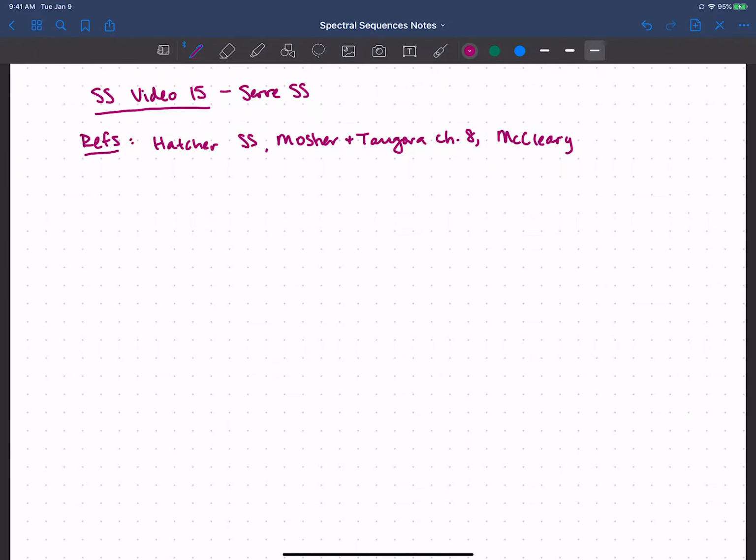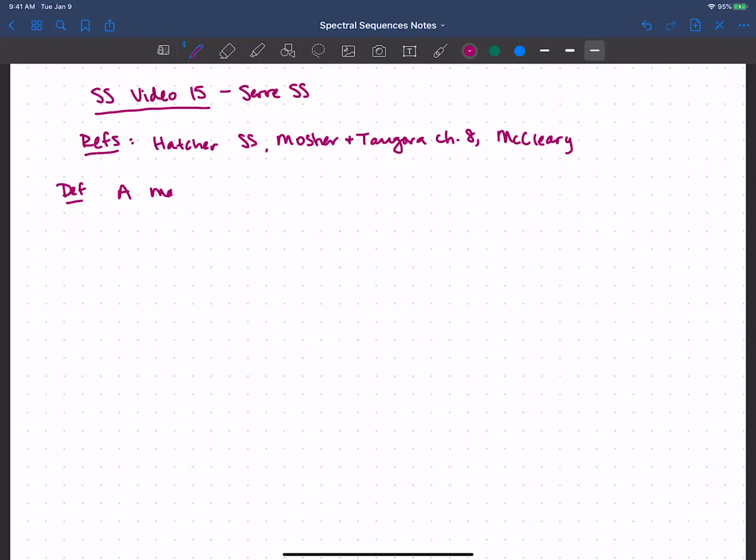Right, so by popular demand, we're going to go more in depth into the Serre spectral sequence next. And some good references for this are Hatcher's chapter on spectral sequences, Mosher and Tangora's chapter 8, and McCleary, I don't remember what section it is. So in order to talk about the Serre spectral sequence, I need to talk about a Serre fibration.